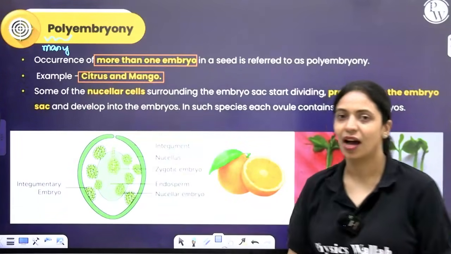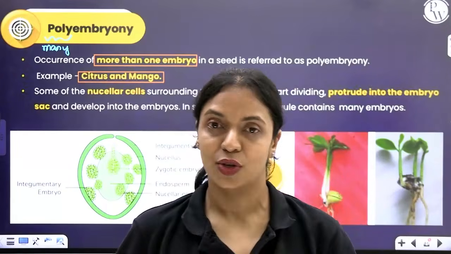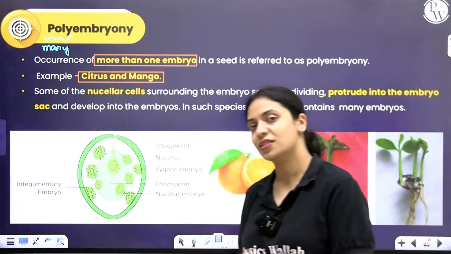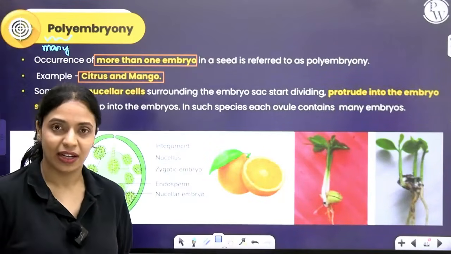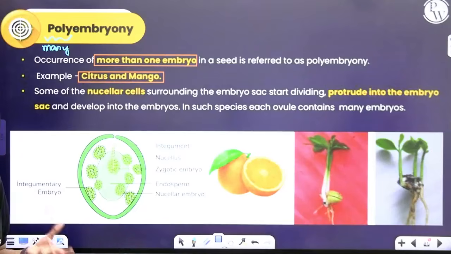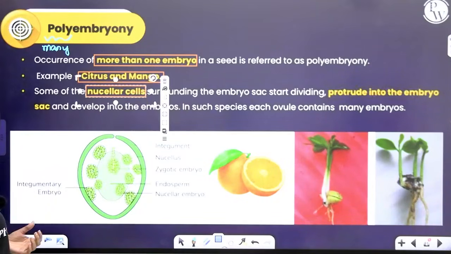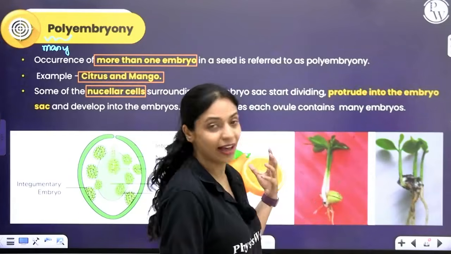What happens here? How does the other embryo form? Of course, one embryo has formed because of sexual reproduction from the zygote. How do the other embryos arise? Some of the cells in the nucellus itself, which are diploid, can start behaving like embryos and form embryos. The nucellar cells surrounding the embryo sac will start dividing. They will protrude into the embryo sac and develop into the embryos. And in such cases, within the same seed, you will have many embryos.